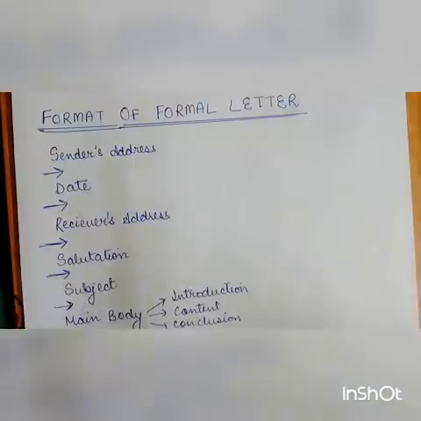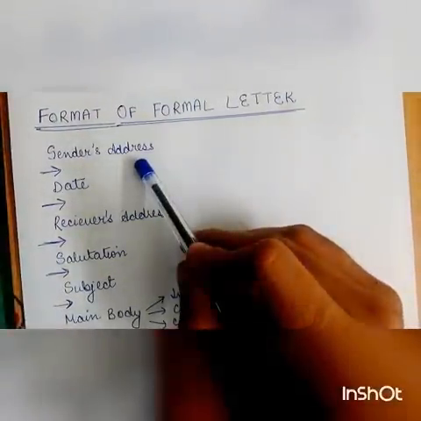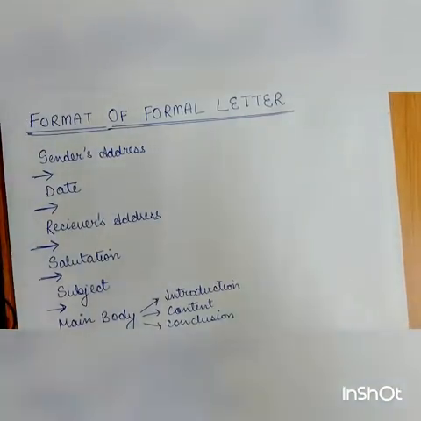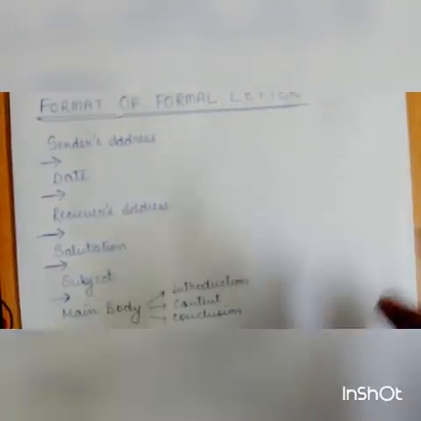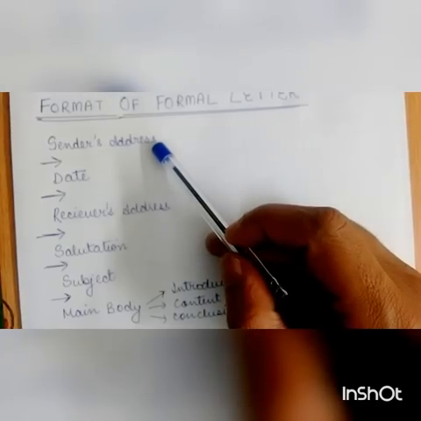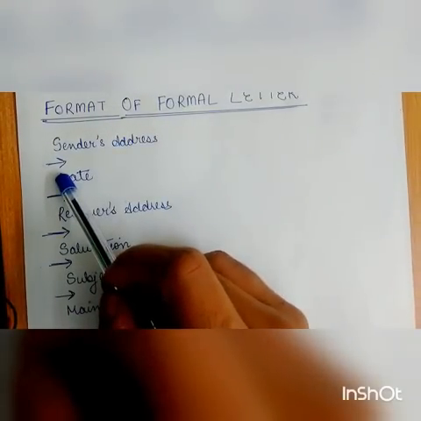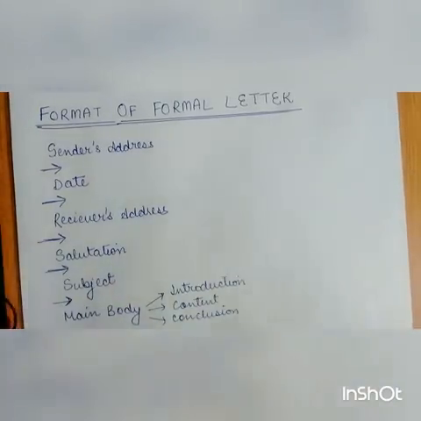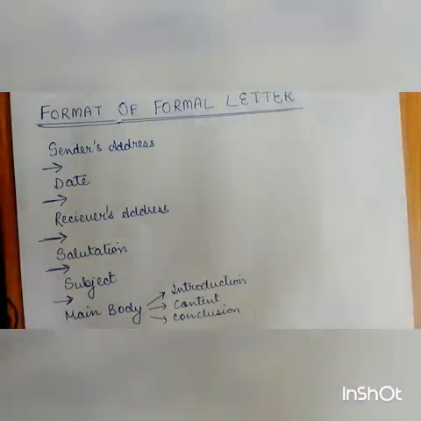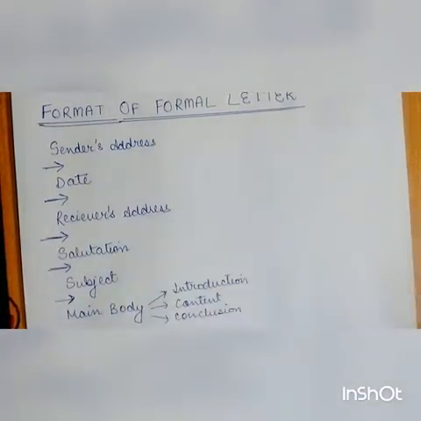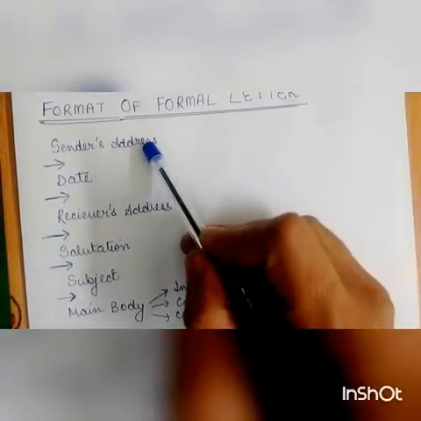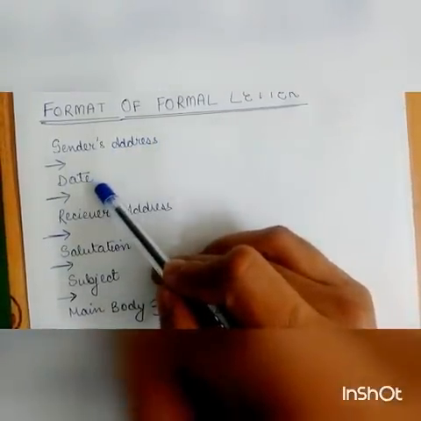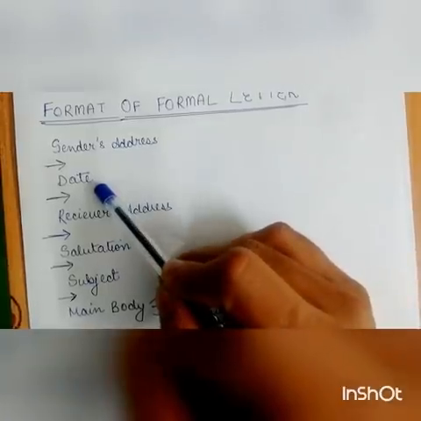Now, for writing a formal letter, you have to start with the sender's address, meaning the person who's writing the letter. So if you are writing the letter, in the sender's address it will be your address. Then the arrow, this arrow means you have to leave a line. In your letter you don't have to put that arrow, but whenever I have written this arrow, that means you have to leave a line. So after the sender's address you have to leave a line and write the date, the date on which you're writing that letter.